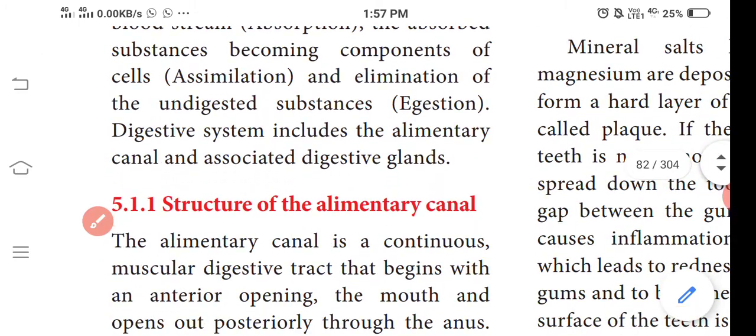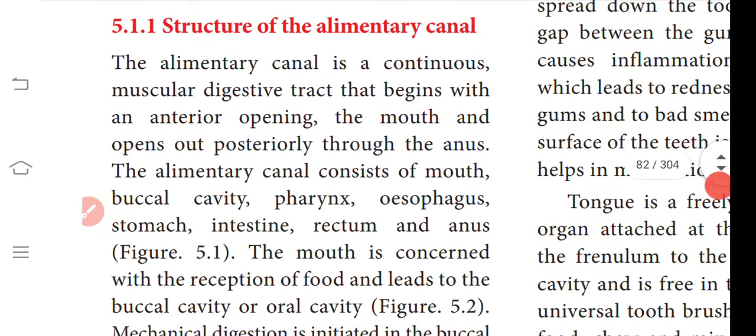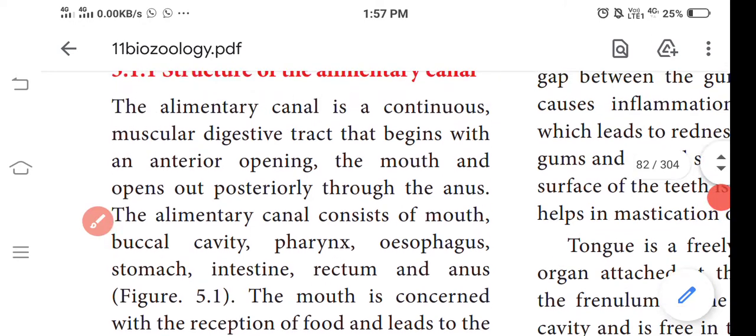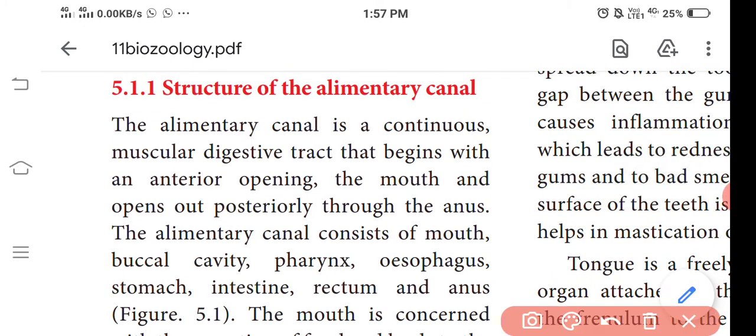Next we have the structure of the alimentary canal. The alimentary canal is a continuous muscular digestive tract. When you want to describe the system, you should include all these terms. It is a continuous structure with no interruption, and it is muscular. It begins from the anterior opening and ends with the posterior opening. The mouth, buccal cavity, pharynx, esophagus, stomach, intestine, rectum and anus are the parts of the digestive system.